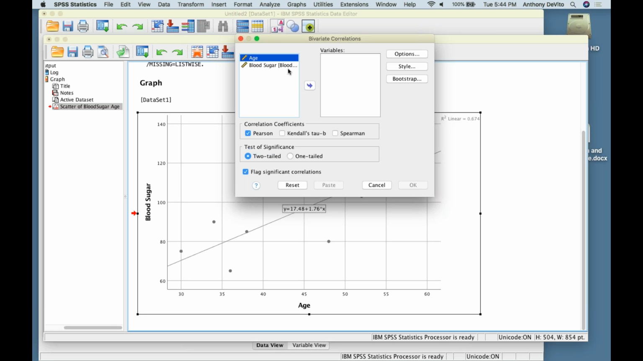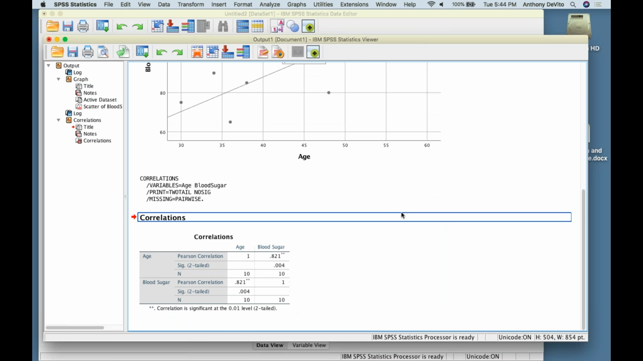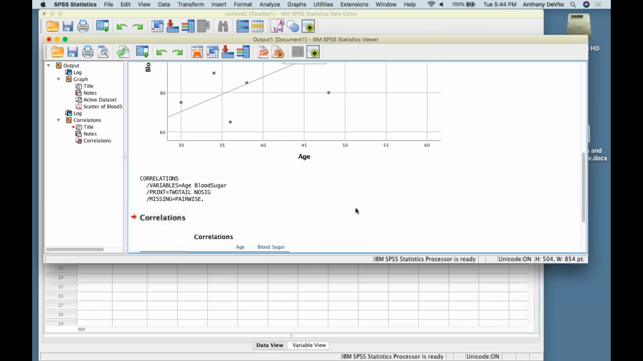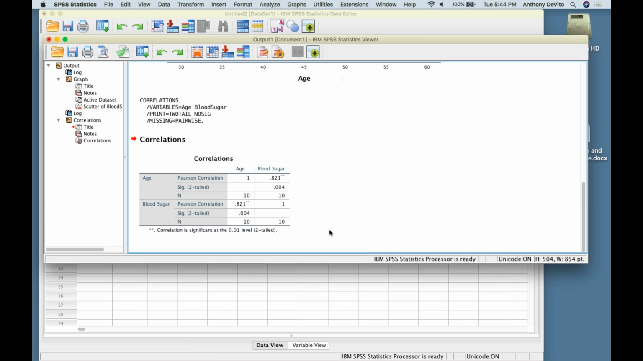Okay, so I'm going to put age and blood sugar in here for the variables. Notice it doesn't care which one I put in first. It just wants me to move them over into a box. And I'm going to calculate this Pearson's correlation coefficient. I'm going to click OK. And here's our calculation. Okay, so what is the Pearson's correlation coefficient?